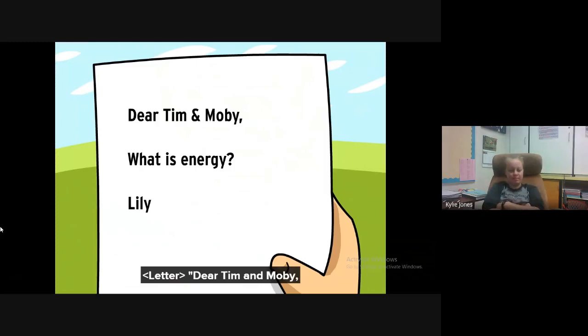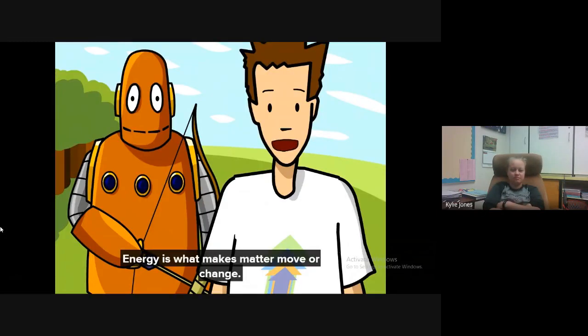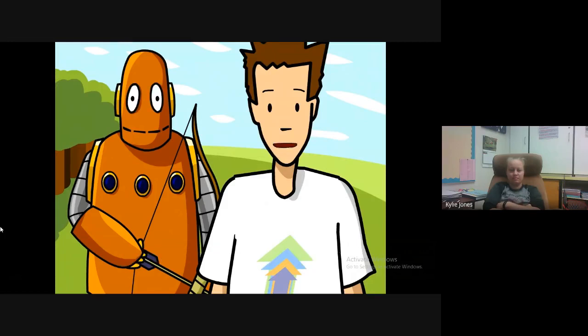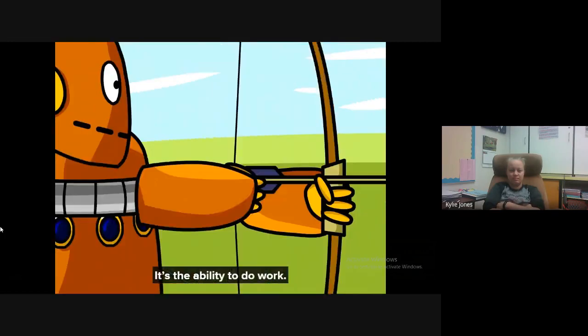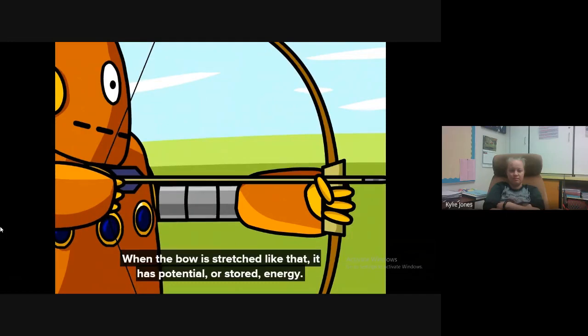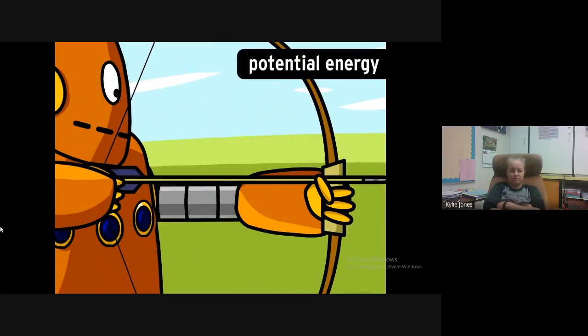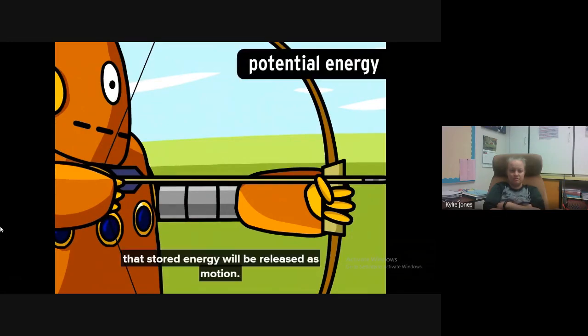Dear Tim and Moby, what is energy? From Lily. Energy is what makes matter move or change. It's the ability to do work. When the bow is stretched like that, it has potential or stored energy. We know that as soon as Moby releases the bow, that stored energy will be released as motion.